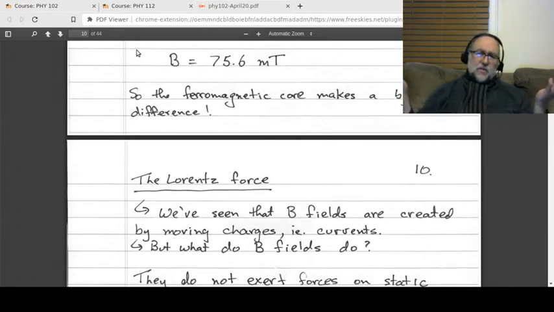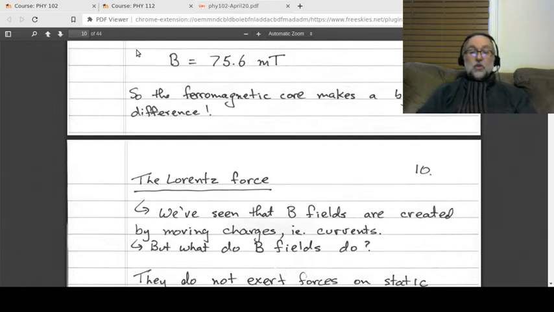But what do magnetic fields do? You know that an electric field will cause a charged particle to accelerate, either with or against the electric field, depending on whether the charge is positive or negative. But what do magnetic fields do? Implicitly, you know that they deflect magnets, but that kind of begs the question: what is it about the magnet that causes the magnetic field to interact? And that's what this Lorentz force is.